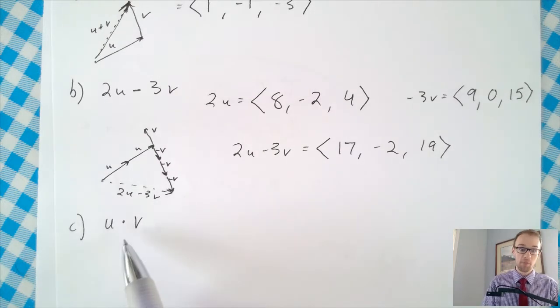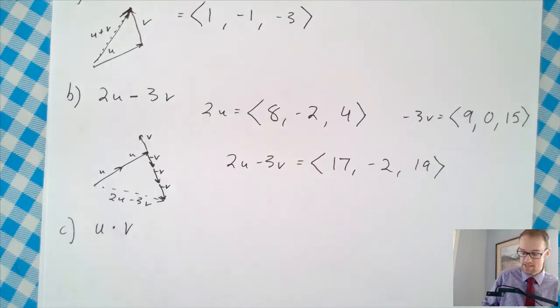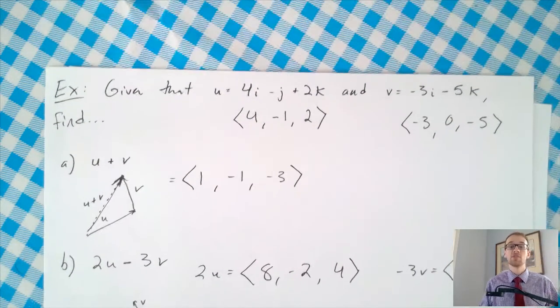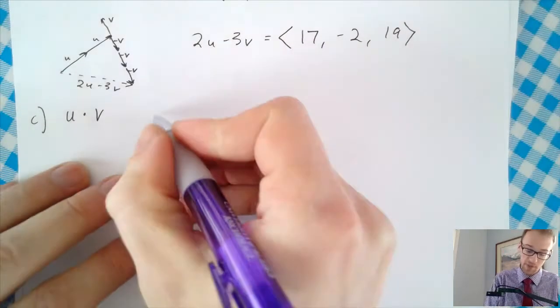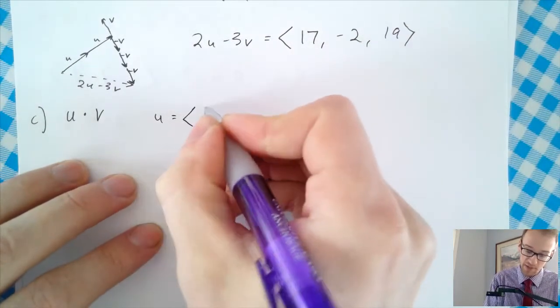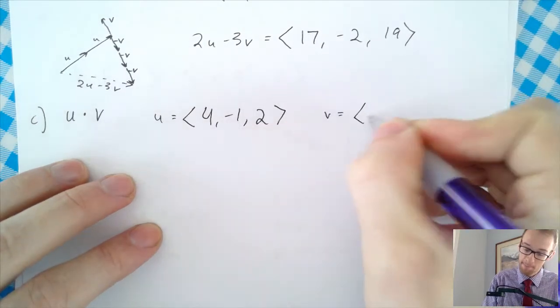Okay, the dot product. Dot product works the same way in 3 dimensions as it does in 2 dimensions. And since you can't see both the vectors and the work at the same time, I'm just going to copy these down. u is this vector 4, -1, 2. So we can see everything at once here.